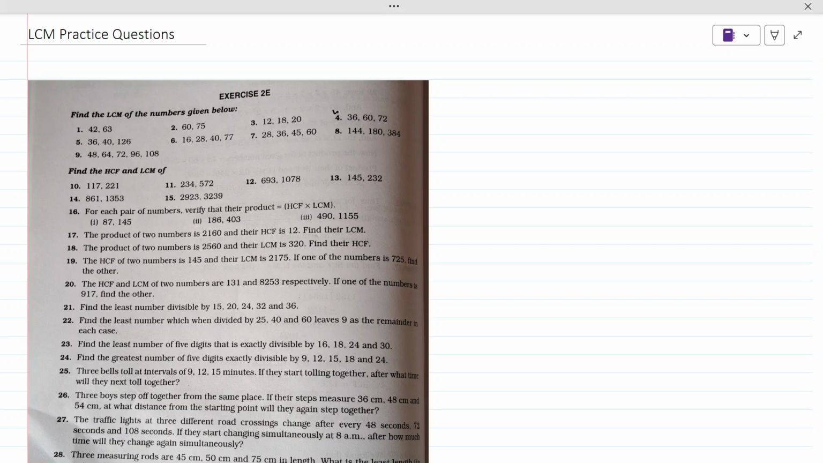So I'm going to pick up the 4th. I'm going to pick up the 6th. And the rest of the questions are homework for you. They are very, very easy kids.